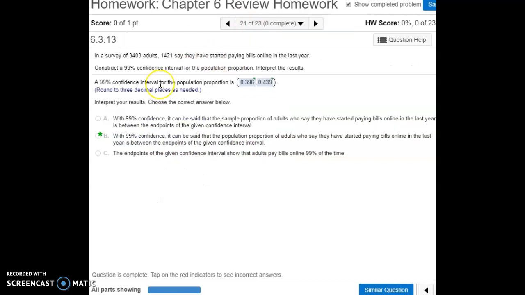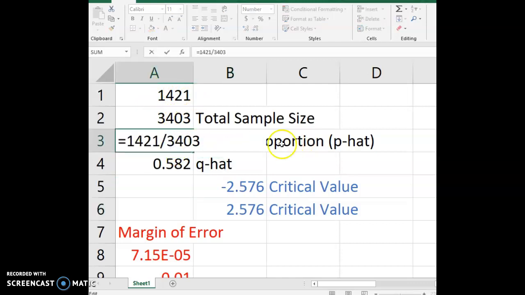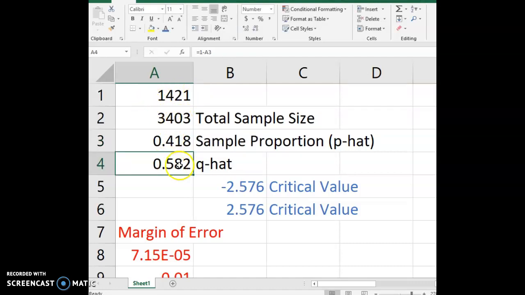For 21, we'll be creating a confidence interval for a population proportion. Here is our survey data, the total number of people in the survey, and then the number of people in the survey who, in this case, started paying bills online in the last year. So here is the information about our sample, and we can find the sample proportion, p hat, take the number who paid bills online, divide by the total sample size, and then q hat, the complement of that would just be 1 minus p hat.